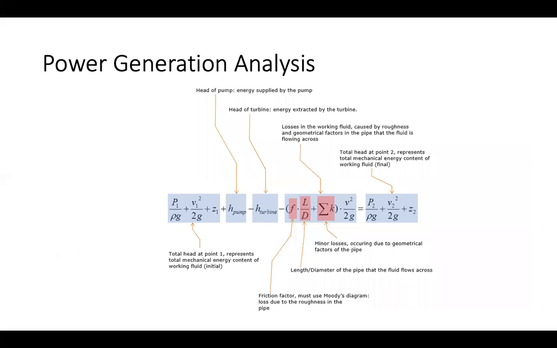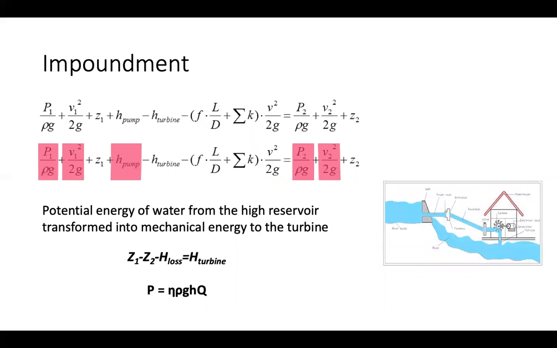Now I'm going to analyze the power generation plant with this equation, and I believe most of us are very familiar with it if we took EM 303: the Bernoulli equation. For impoundment, we want to use the potential energy of water from the high reservoir and transform it into mechanical energy of the turbine.